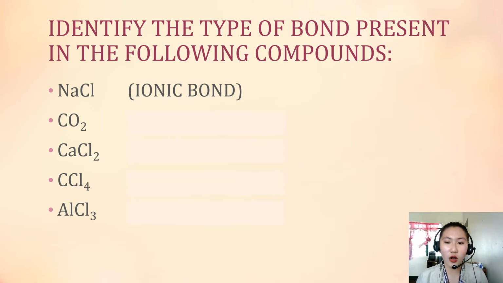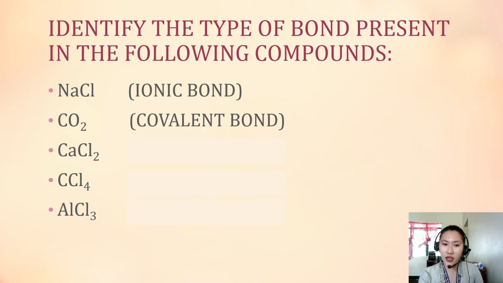Next is the CO2. So, si carbon ba, si C ba, ay metal or non-metal? C. Okay, so si carbon ay nasa category ng non-metal. Okay, how about si oxygen? Okay, oxygen is in the category of nonmetals as well. So it means this compound is a combination of two nonmetals. So this means the bond is, very good, covalent bond. Okay, nagigets na ba, class? Yes, hindi siya mahirap, no?